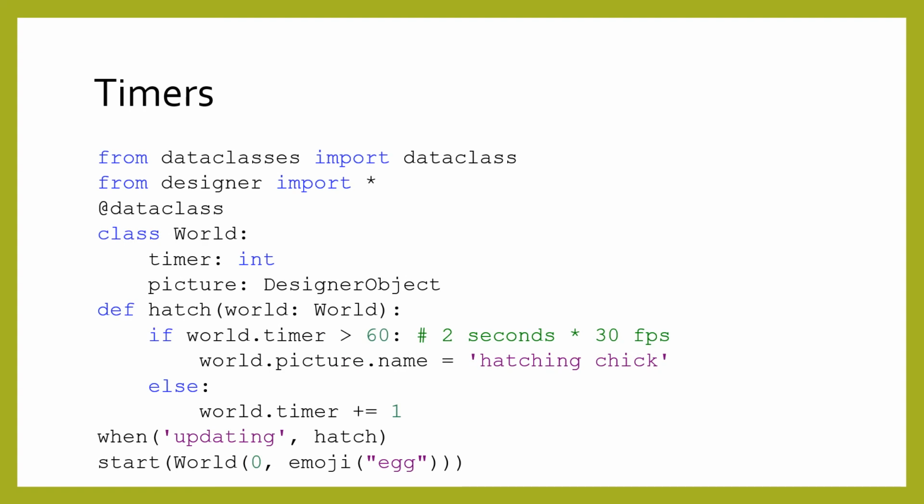Because our worlds can have more than one field, we can achieve some cool tricks. A common pattern is to have some code execute after a certain amount of time. By keeping track of the steps that have passed in a timer field, we can choose when to trigger an event, like changing the current name field of an emoji, which in turn changes what picture is drawn. This code will therefore have the egg emoji turn into a hatching chick after 60 seconds.